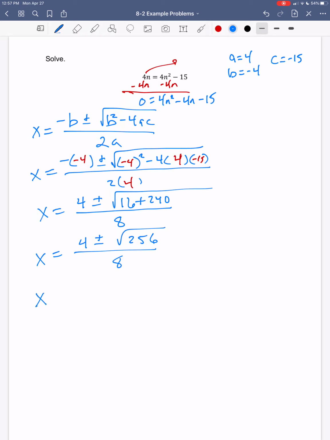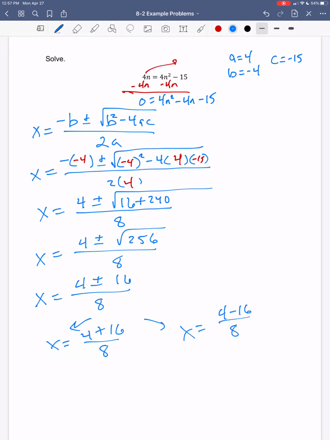Turns out the square root of 256 is a nice number. You can use your calculator to test that. It turns out to be 16. So then I get two solutions here. X equals 4 plus 16 over 8, or 4 minus 16 over 8. So that's 20 over 8. I can divide top and bottom here by 4. So one of my solutions would be 5/2.